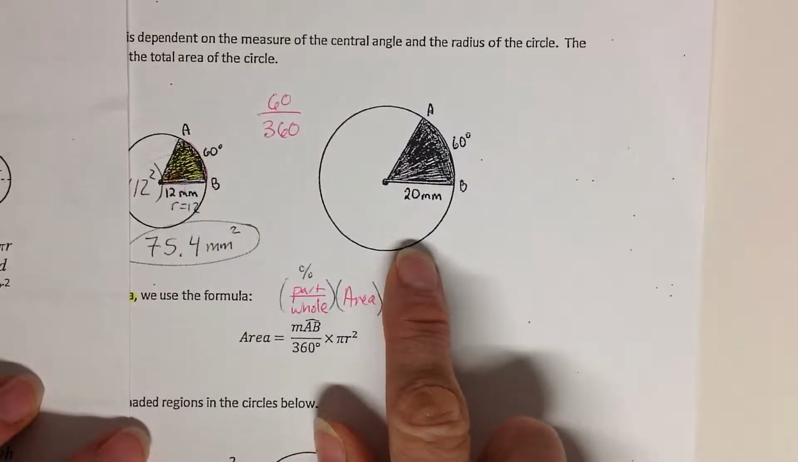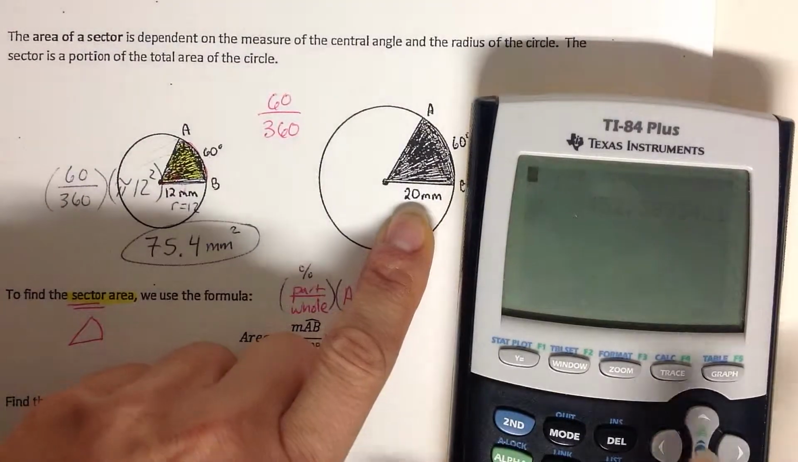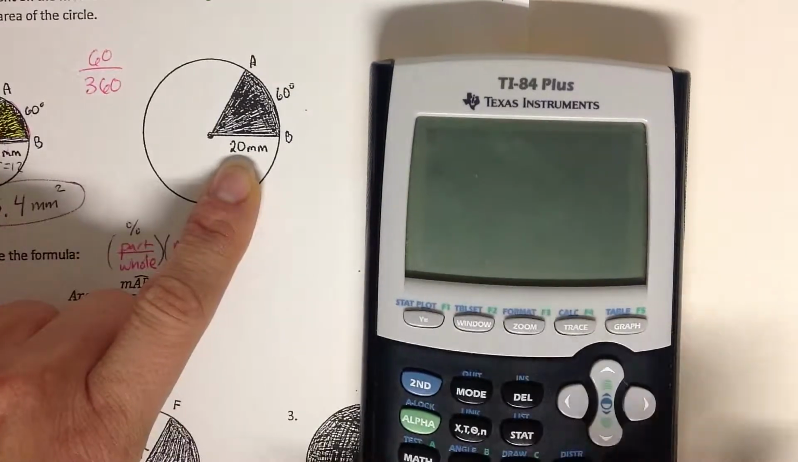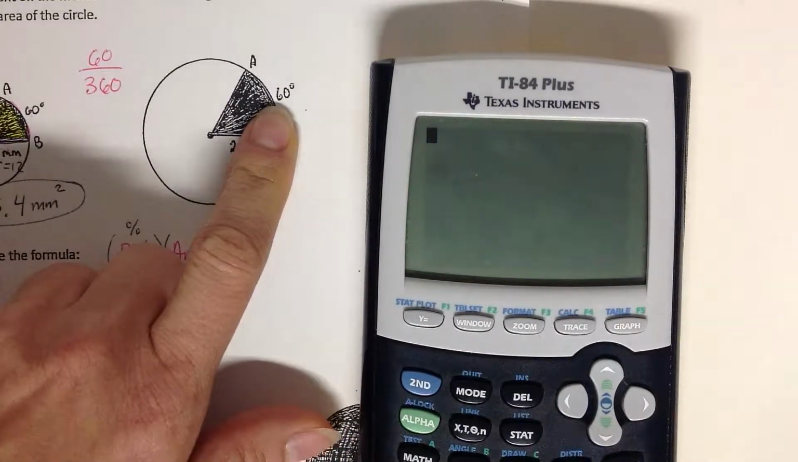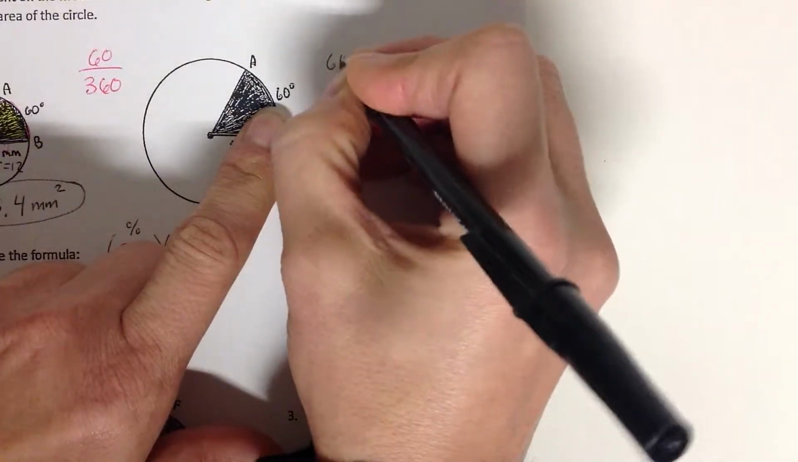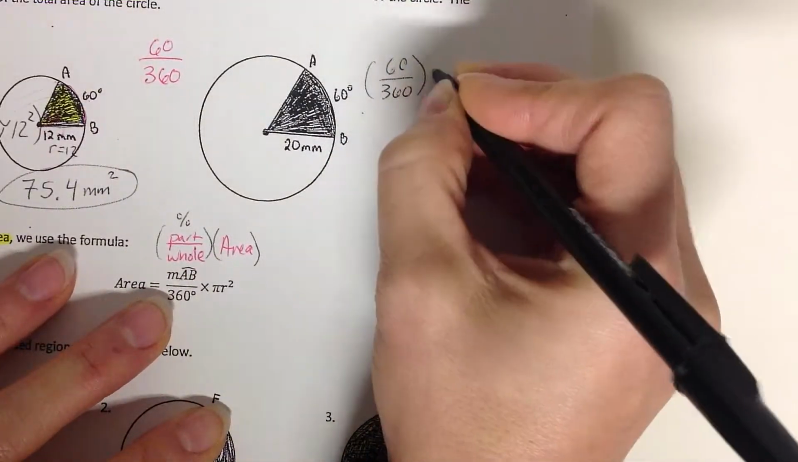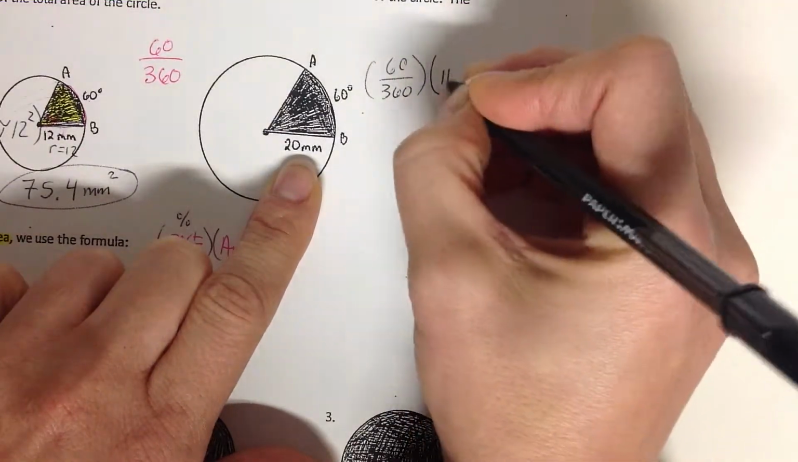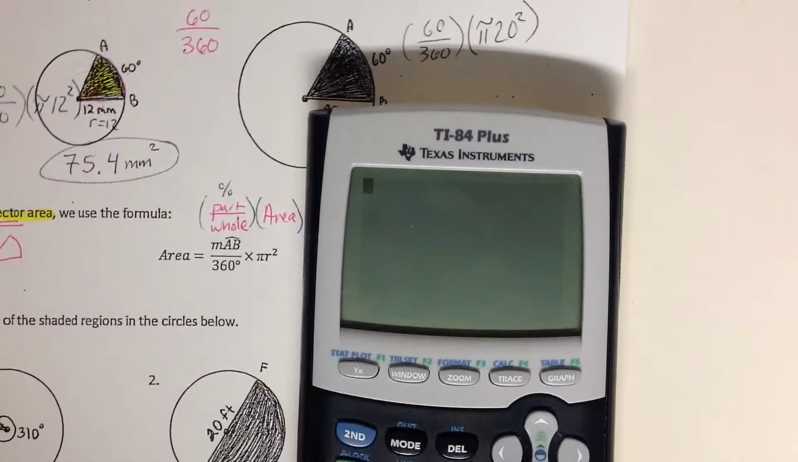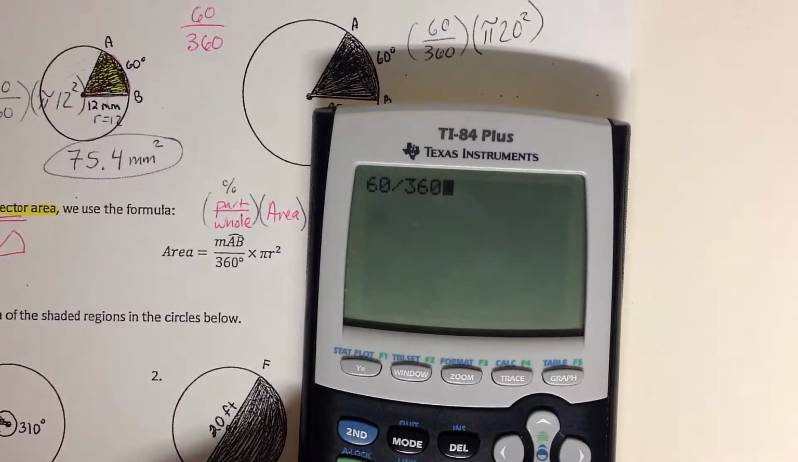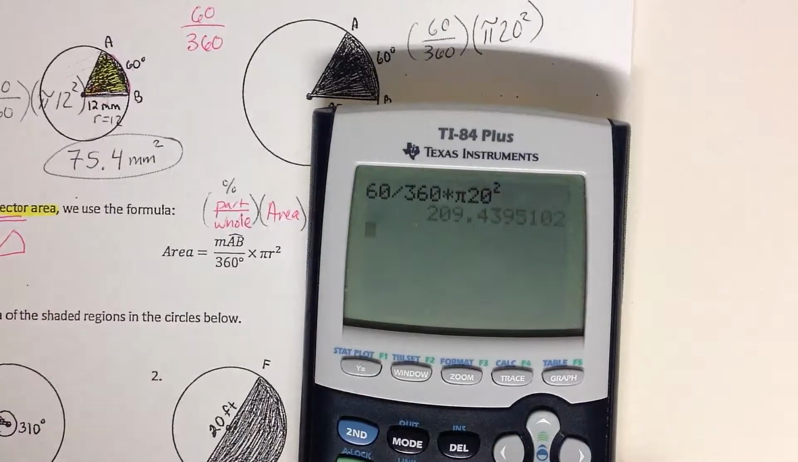Okay, same thing here. The only thing that would be different is now our radius is 20. So I'm just going to type this one into the calculator. So we're doing, what are we doing? Maybe I should write it down. 60 out of 360, that's the part we want out of the whole. And we're going to multiply that by the total area, pi r squared. Okay, see, that's why we write things down. 60 divided by 360 times pi 20 squared.